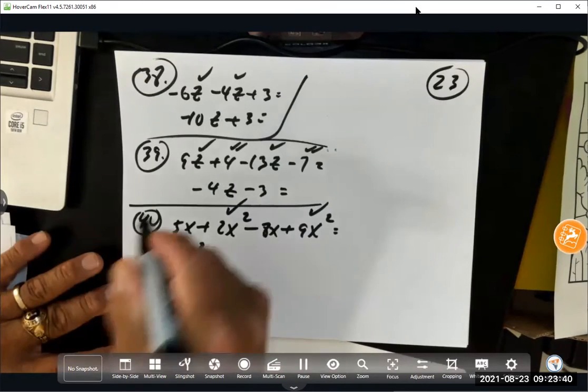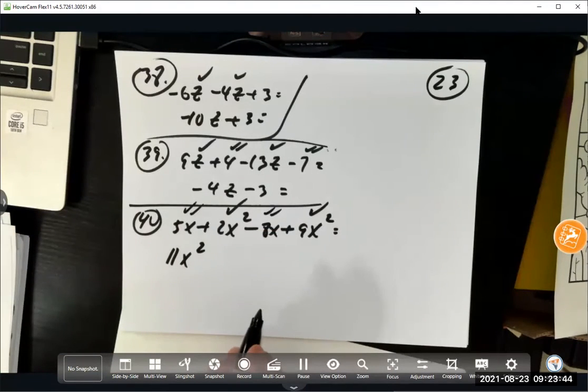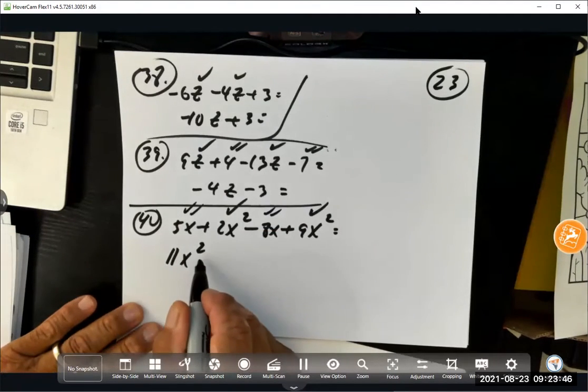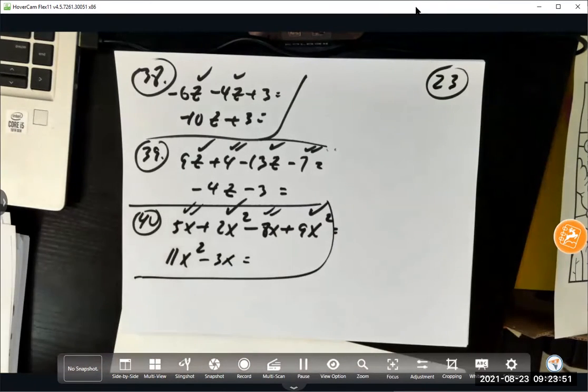Yes. What about the other number? What about the 5 and the minus 8? What's that going to be? Minus 3. Yep, minus 3x. And then that's the end of it. Leave it like that. That's right. Are we okay so far?